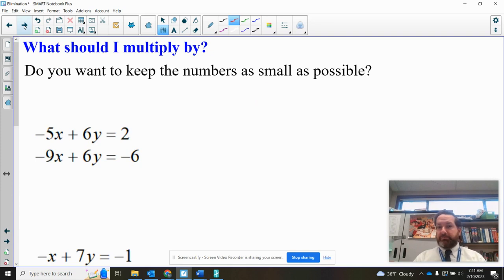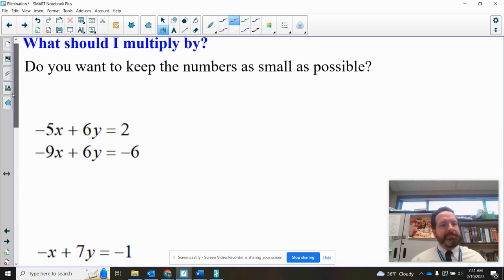Here's the second option. Some of us, I personally, like to keep my numbers small, and sometimes that earlier method gives you numbers that are unavoidably big. So while the eliminating x method will always work, it doesn't always give you the smallest numbers. Let's take a look at what we've got going on here.